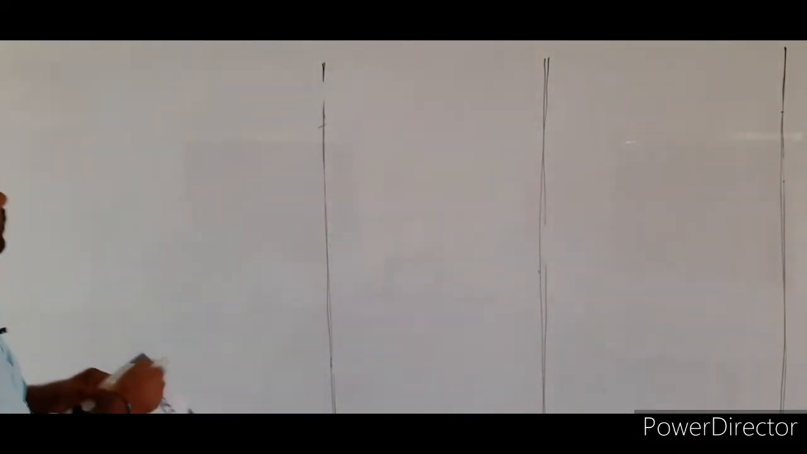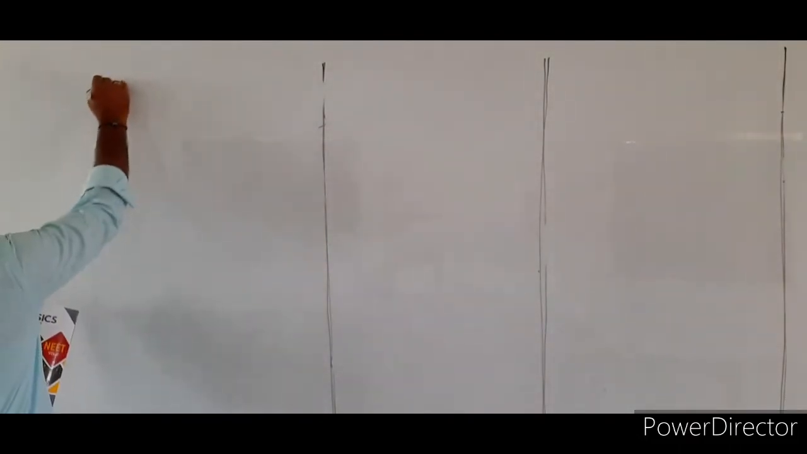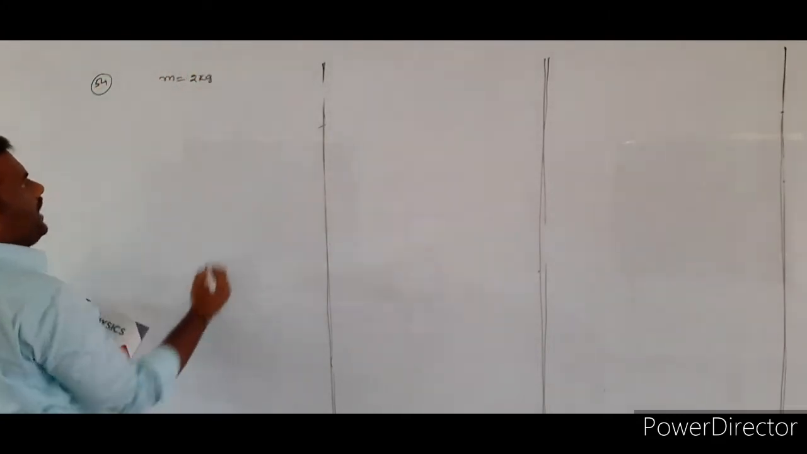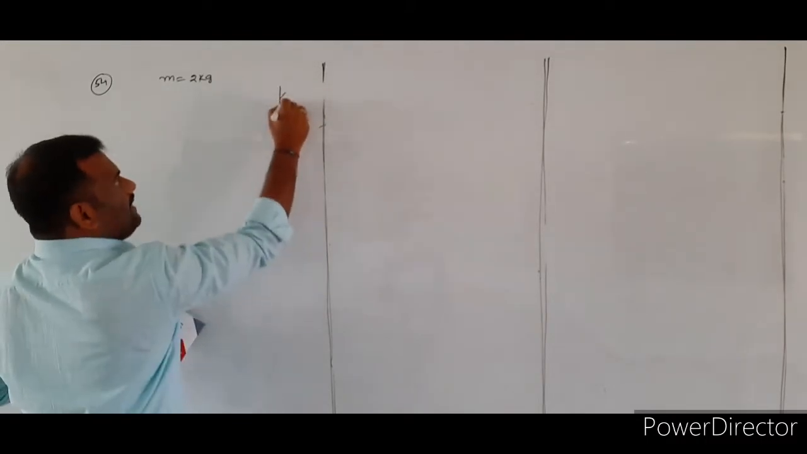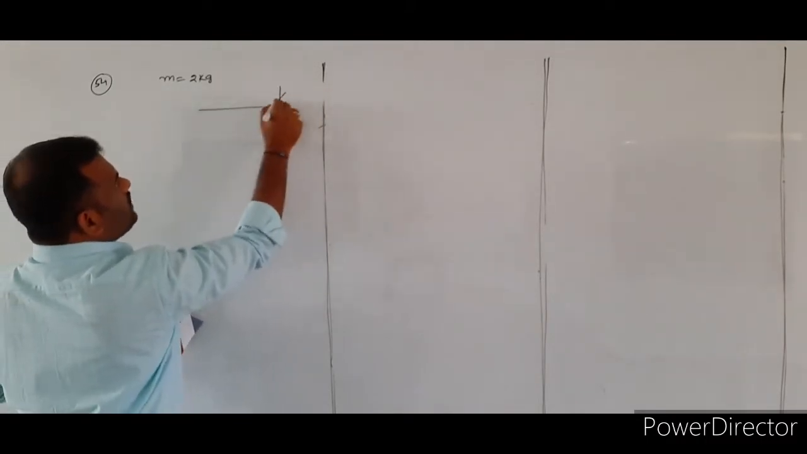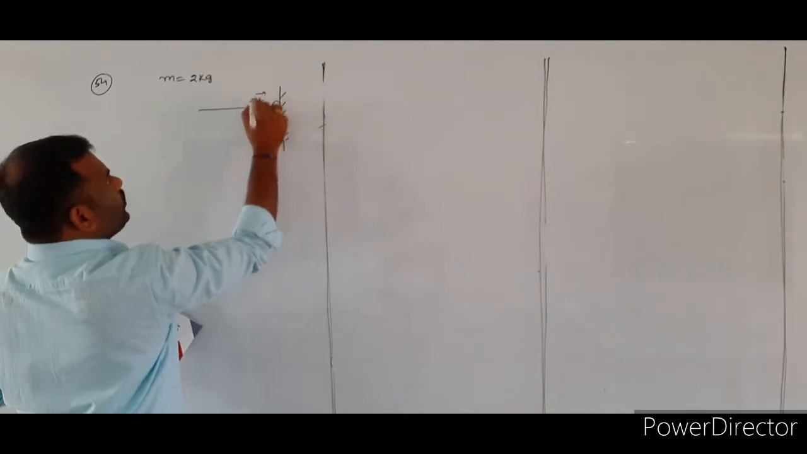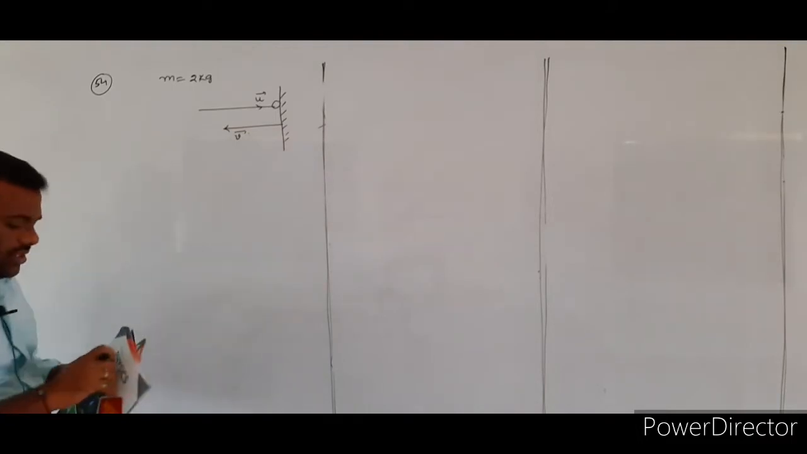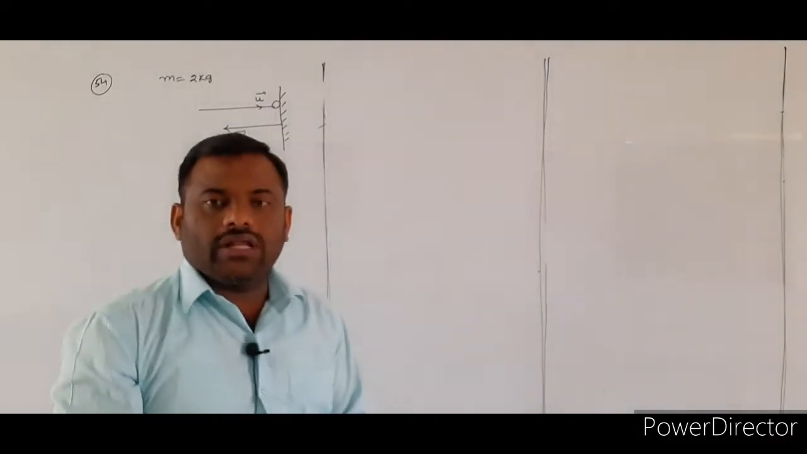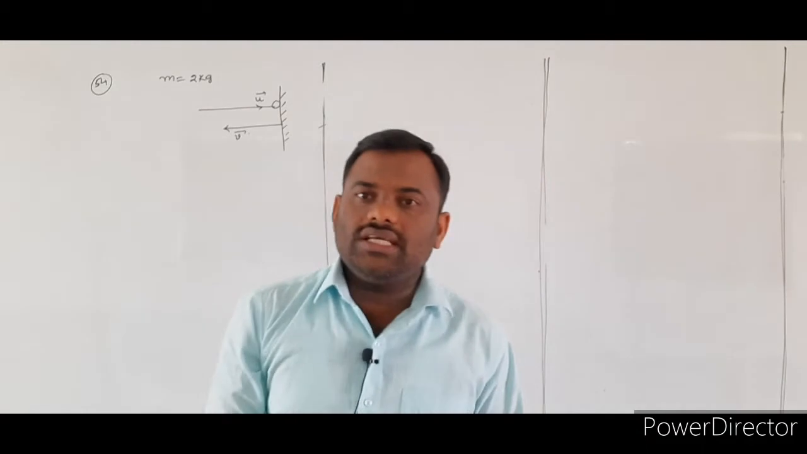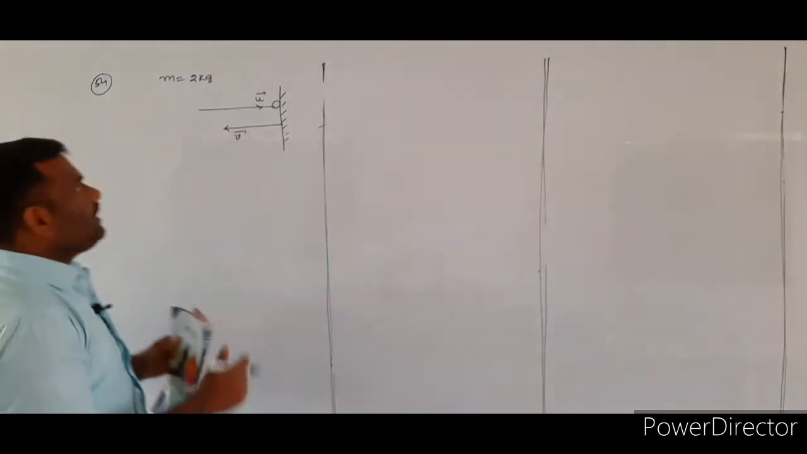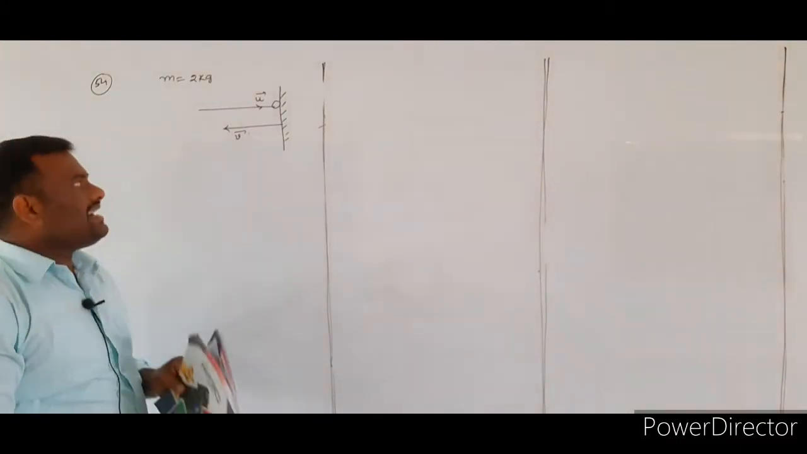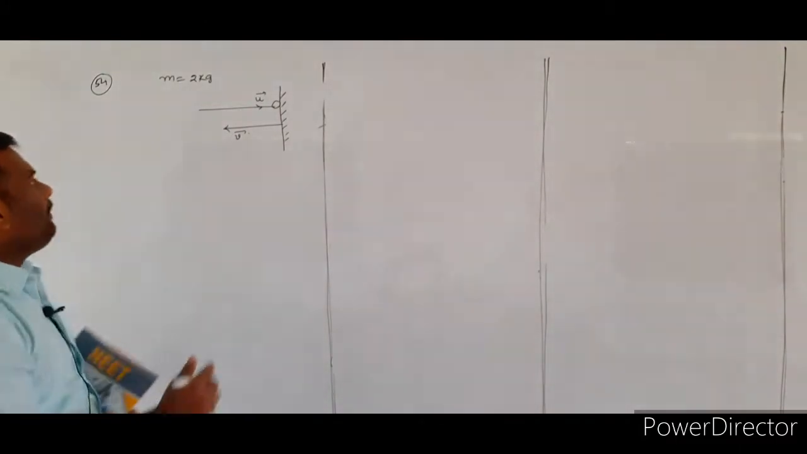So here, in problem number 54, the mass of the given ball is 2 kg. This ball travels towards a vertical wall with initial velocity u bar and rebounds with the velocity of v bar. They are asking what the impulse is. What is the meaning of impulse?